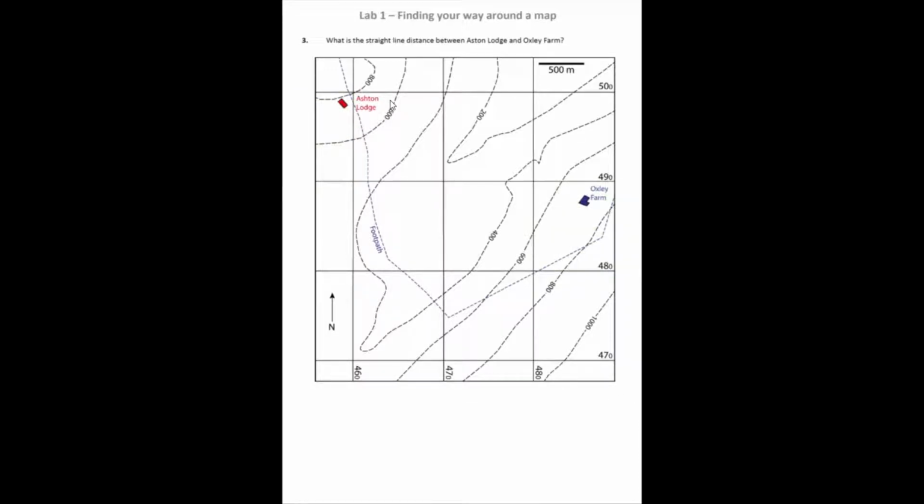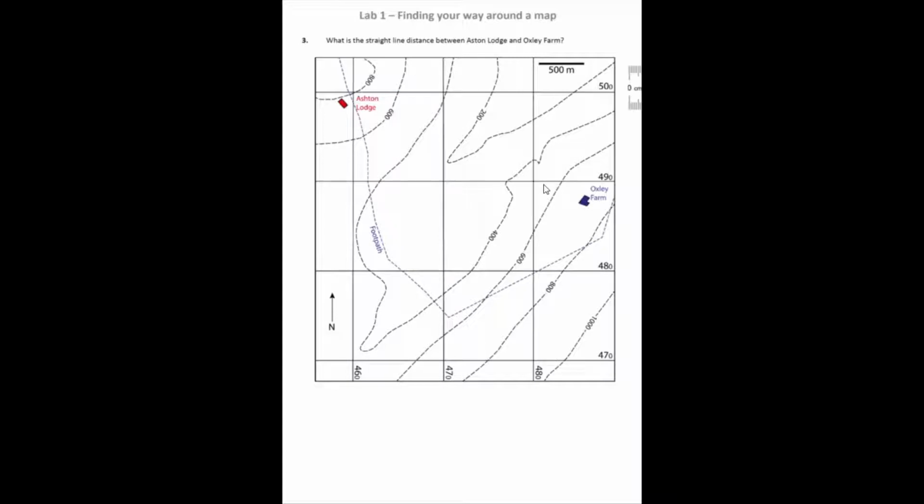The next question asks what the straight line distance is between Ashton Lodge and Oxley Farm. Well, the first thing that we need to do is figure out what the scale of the map is. And up in the top right here, you have this bar which says that this distance on the map is equal to 500 meters in real life. So that's what we call our scale bar.